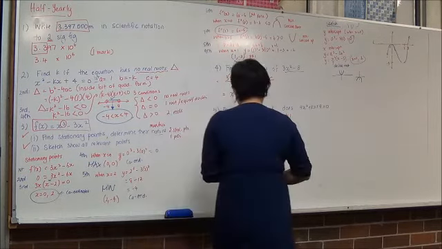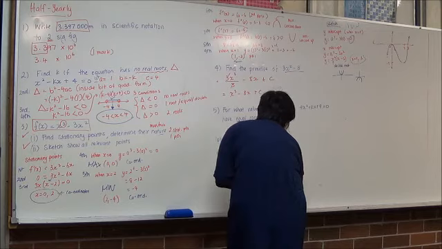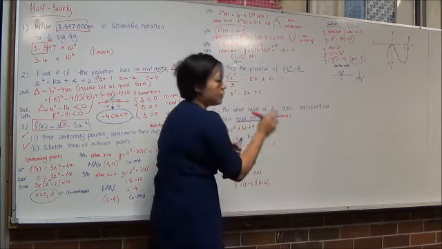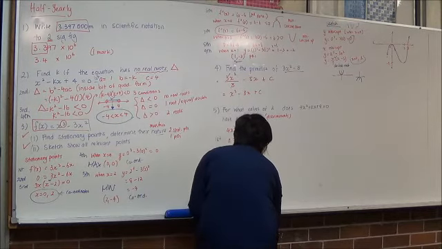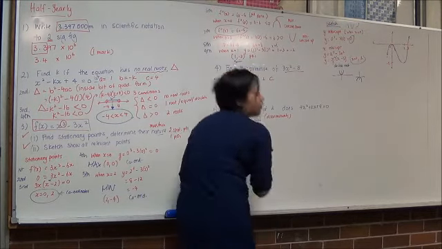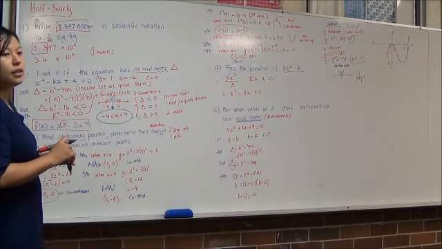What is this? Don't forget, it's a difference of perfect squares. So k equals 12 and negative 12. And that's all you need to do. You don't need to do all that extra work that we did last time.